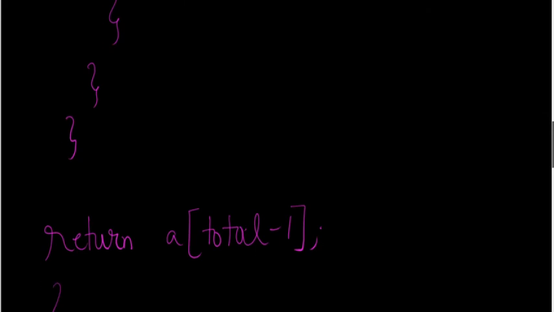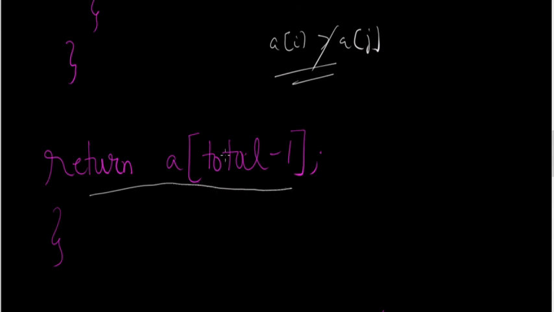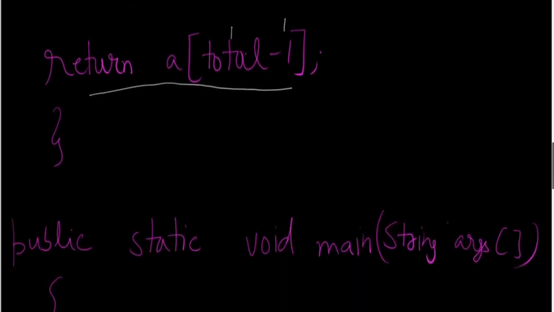And after that, if ai is not greater than aj, then it will return the array of total minus 1. Total is 6, so 6 minus 1, that is 5. Then it will return me the last element.